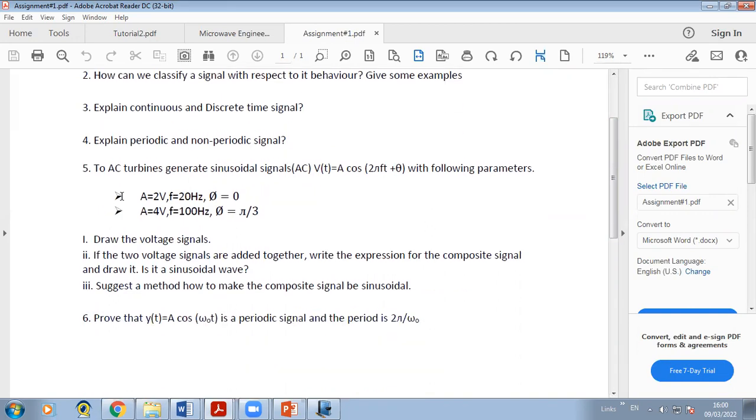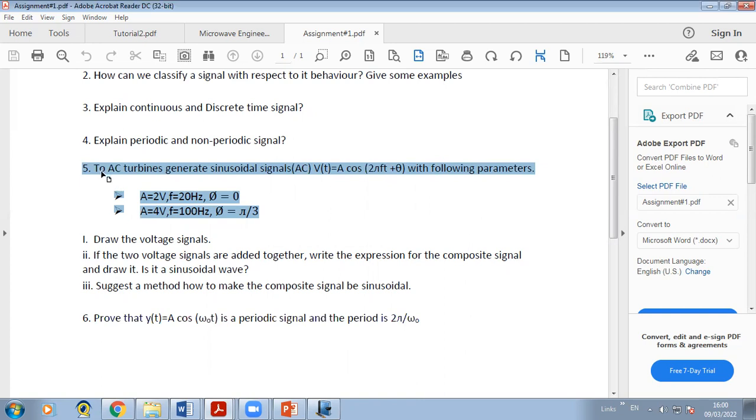Now we will go to this question. I am not going to do the exact question. I will do a similar one. Then you can do this question by yourself and send it to me.